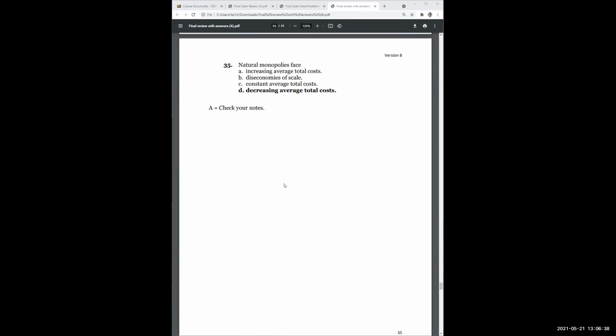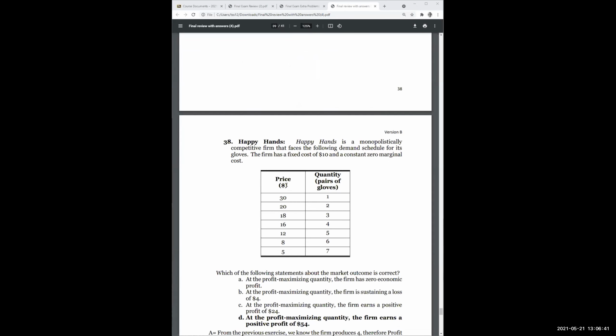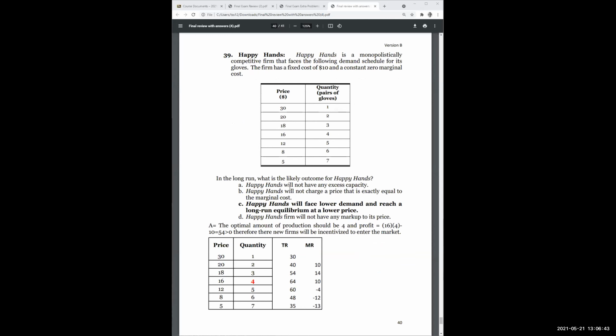Okay, thanks. And the next one was 39. Okay. So this is another question where I get why the answer is C. I completely understand. It's C because in a monopolistically competitive firm, when you have profit in the long run, more firms will join, you face lower demand, and the price goes down.